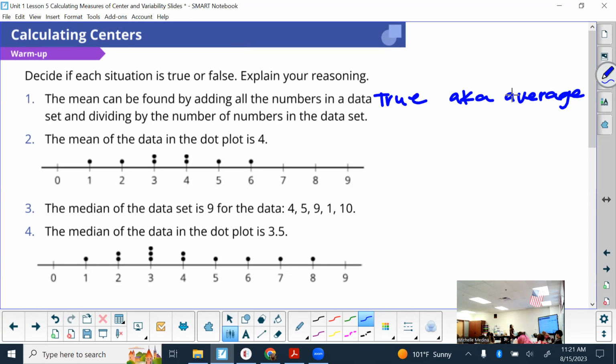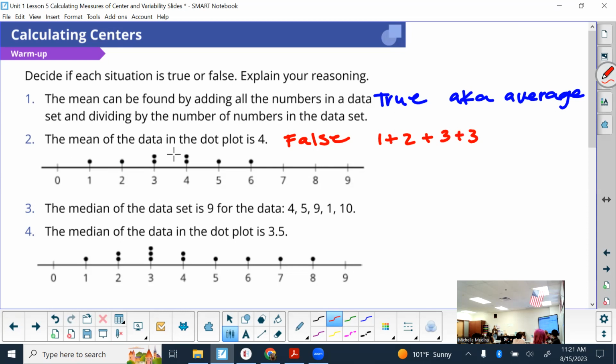Table 4, the mean of the data set, sorry, I messed up. The mean of the data in the dot plot is 4, true or false? False. Okay, I haven't actually done the math or peeked at my answer sheet. So let's try adding up all the numbers. So what's my first data point? Second one? Third one? Fourth one?